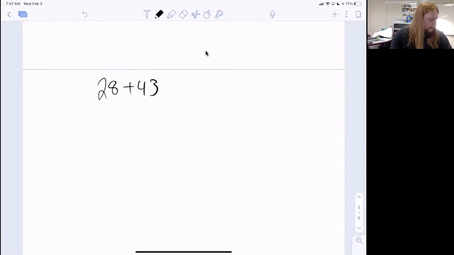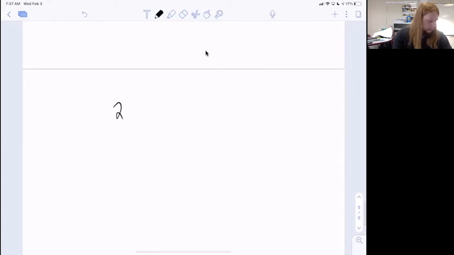I can add 2. So what I'm going to do is, instead of 28, I'm going to add a 2 to make it 30. So it would actually be kind of weird. Okay, so let me go ahead and redraw this.